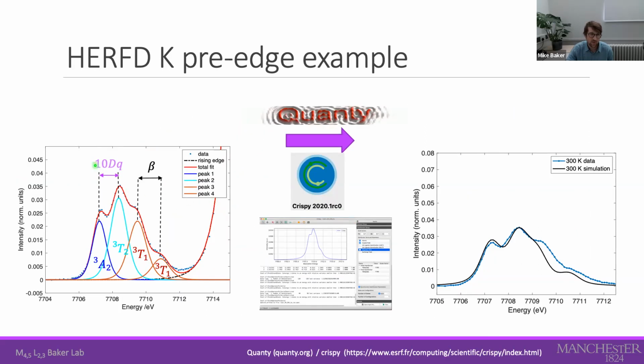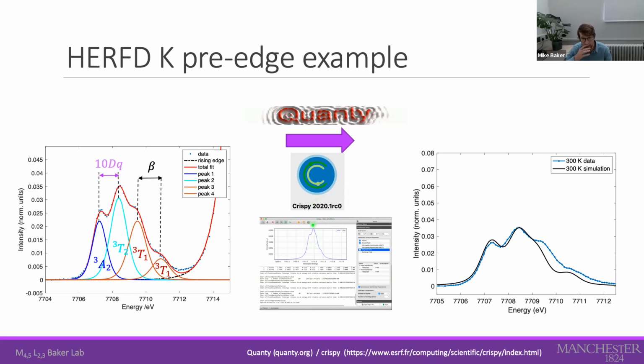So now we've got some sort of parameterization for DQ and beta and a comprehension of our spectrum. We could then plug that into a ligand-field multiplet software. So here I've plugged it into Crispy, which I have details to the website as to where you can download Crispy and conduct tutorials here.